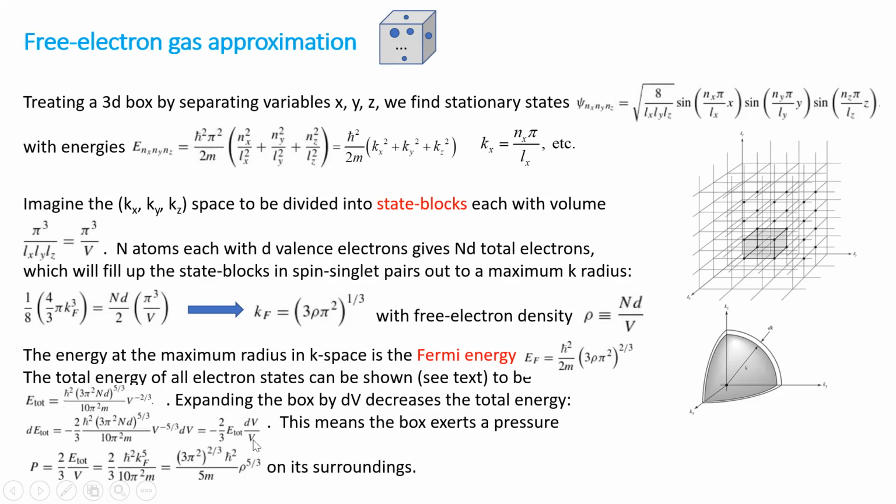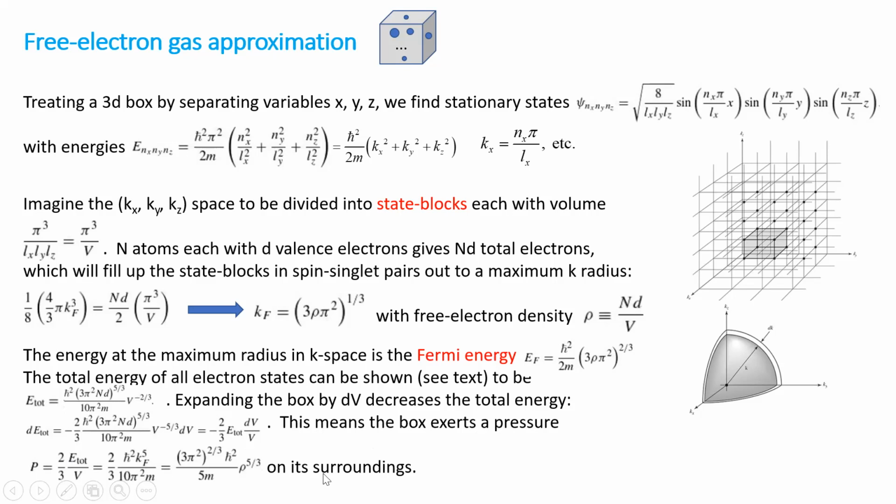Well, that may remind us of something. A change in energy being proportional to dV. What it's proportional to is actually minus the pressure. In thermodynamics, we have the change in energy being minus P dV. Okay, so we have a pressure here, an effective pressure. Minus P is minus 2/3 E total over V. So P would be 2/3 E total over V. So the box exerts an effective pressure, P equals 2/3 E total over V, on its surroundings.